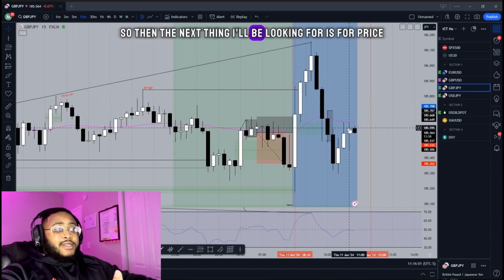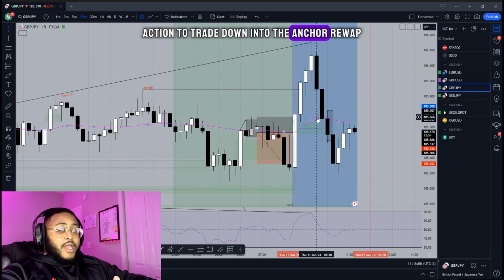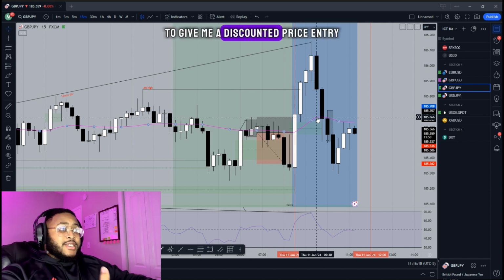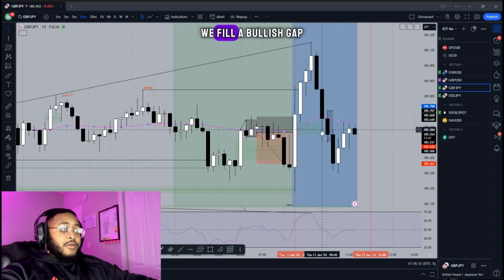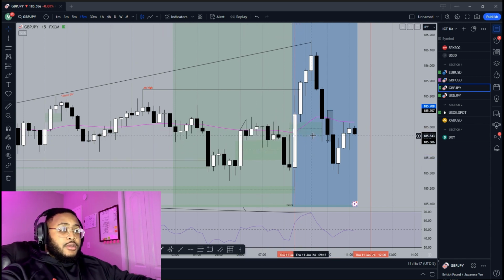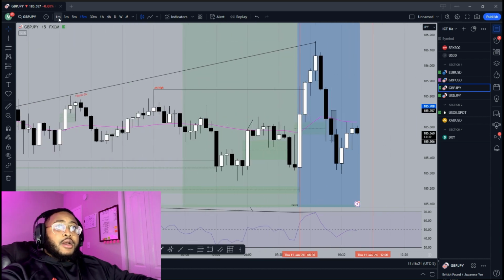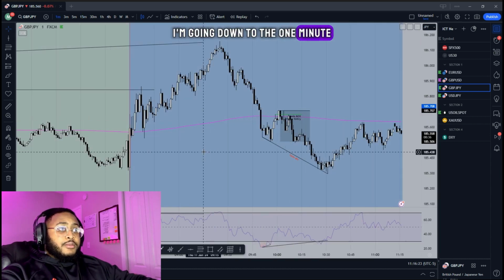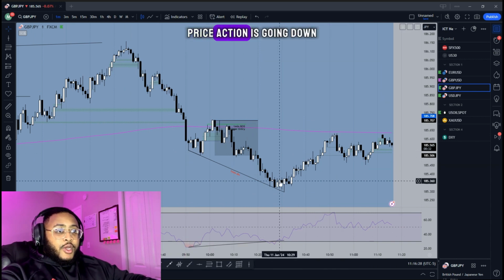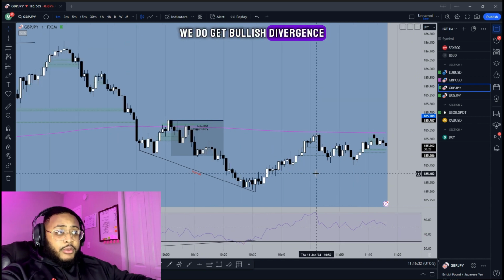Then the next thing I'll be looking for is for price action to trade down into the anchor VWAP that I set at the beginning of the day to give me a discounted price entry. We fill a bullish gap. Go ahead and take this off for you guys. We fill a bullish gap. So at that point, I'm going down to the 1 minute and I'm looking for bullish divergence. Price action is going down, the RSI oscillator is going up. We do get bullish divergence.